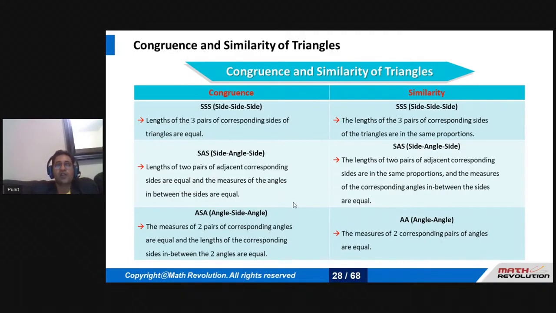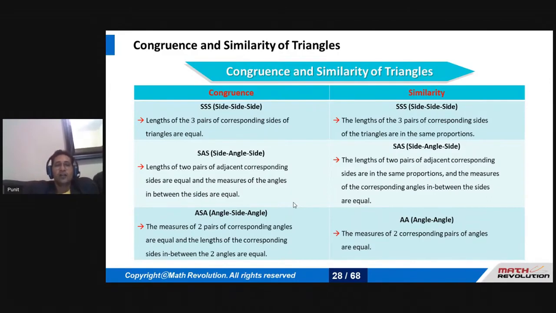Angles are not in proportion. It's always the sides that are in proportion. There's a reason why I have framed congruency and similarity on left and right, because you could remember just one thing: you know what the difference is. In congruency, they would be equal. In similarity, the sides will be in proportion. Angles would be equal, definitely.